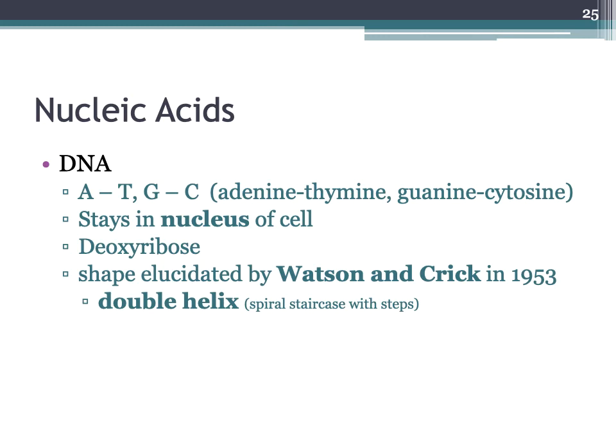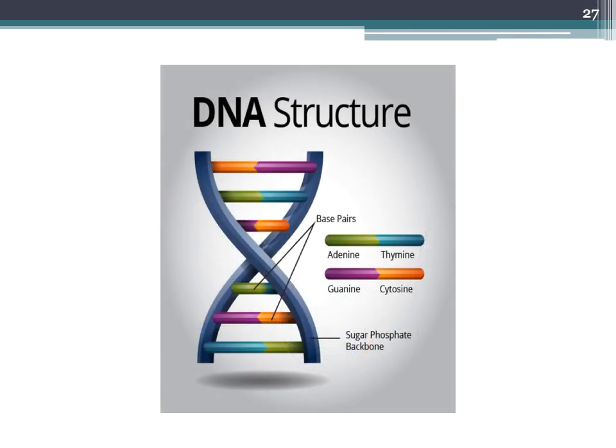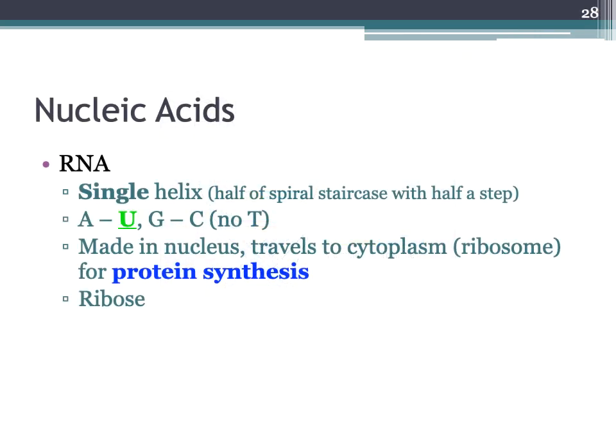The shape was elucidated, which is a fancy word for meaning figured out, by Watson and Crick in 1953, and it is a spiral staircase with steps, or what is called a double helix. So from the cell to the nucleus to the chromosome, all the way down to the DNA. So here's another picture of the DNA. It's a double helix, spiral staircase. The steps are the two bases.